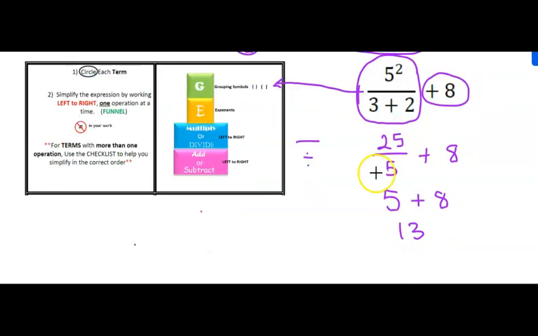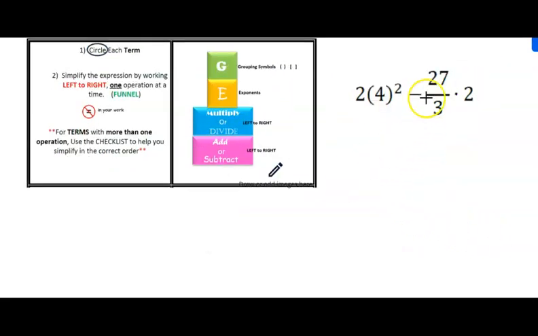That fraction bar. Okay, circle the terms and then simplify the expression, working each term using the checklist. And then turn the video back on when you're done. See how you did.